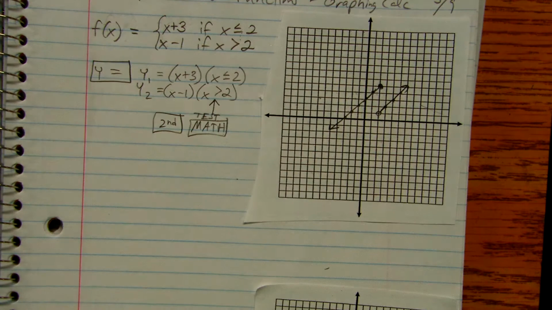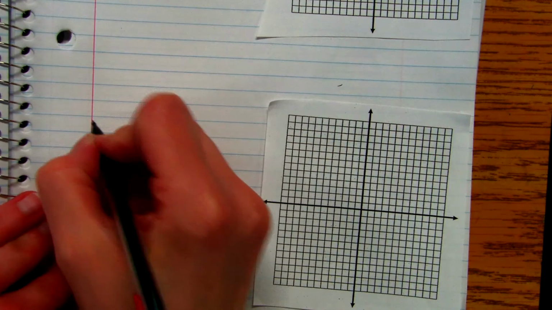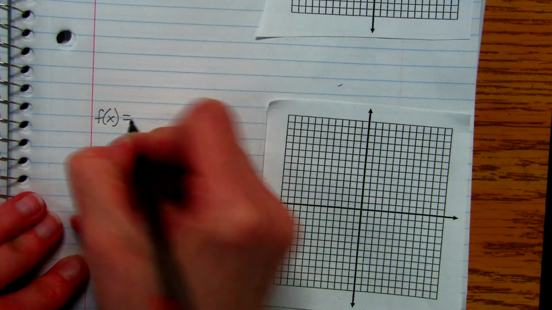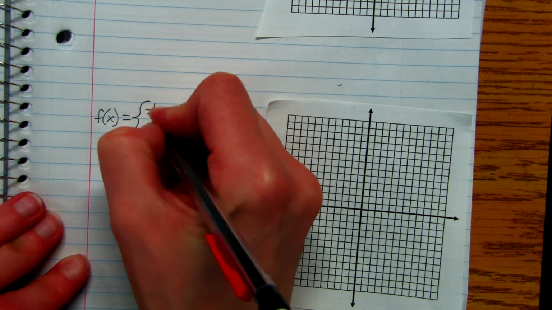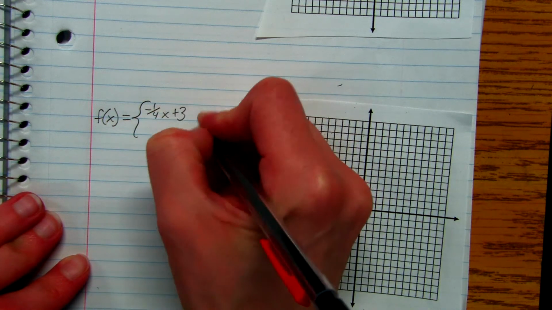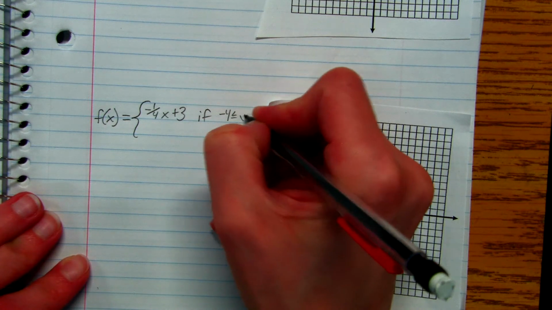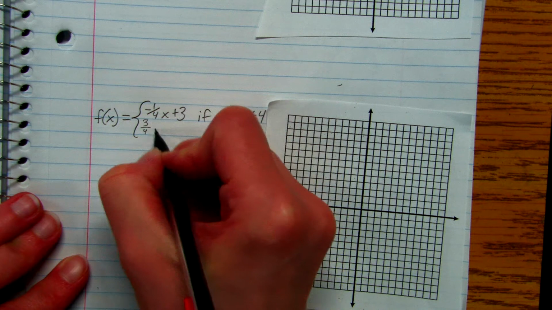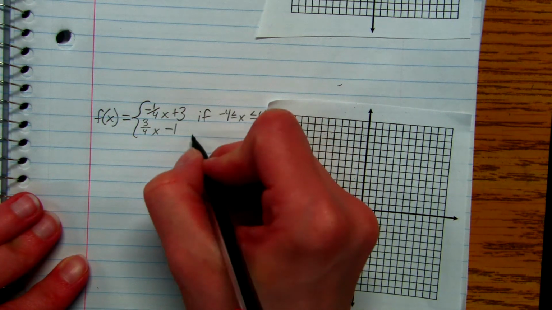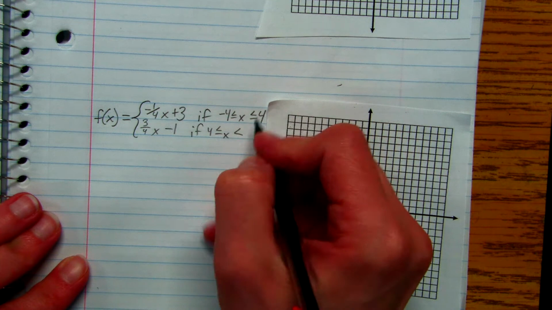All right, so let's go to the next problem. I don't have this one written in. We'll write this in really quick. So I'm going to say f of x equals, make my bracket, negative 1/4 x plus 3 if negative 4 is less than or equal to x is less than or equal to 4, and 3/4 x minus 1 if 4 is less than or equal to x is less than 6.